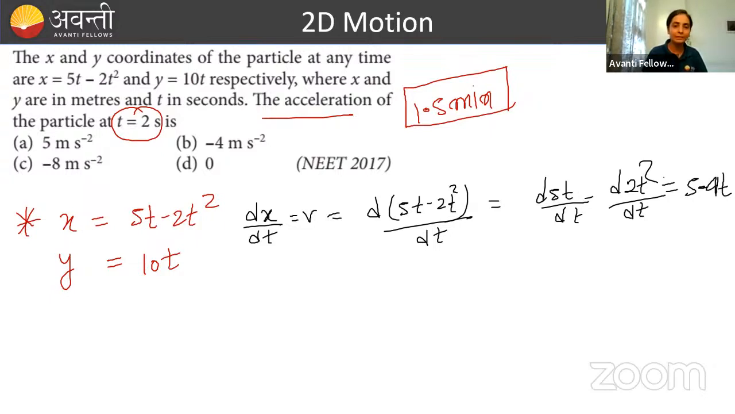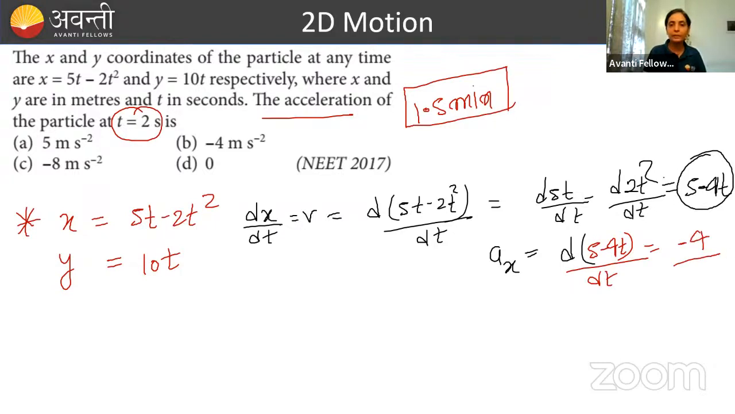What will be acceleration? If you have to calculate acceleration in x direction, again, what is acceleration? dv by dt. So whatever velocity you have got, that is 5 minus 4t, differentiate it again, right? So if you do that, d(5 minus 4t)/dt will be equal to minus 4, right?